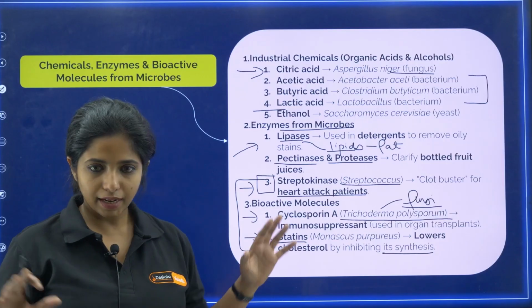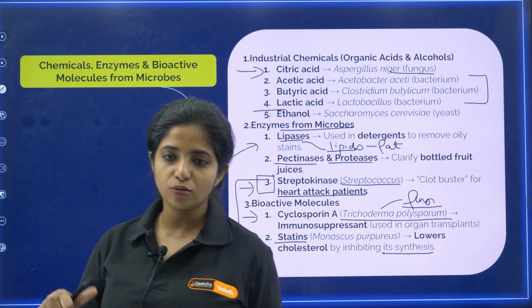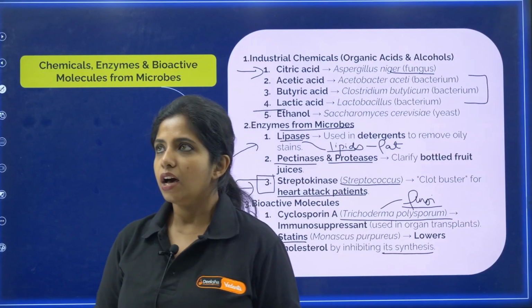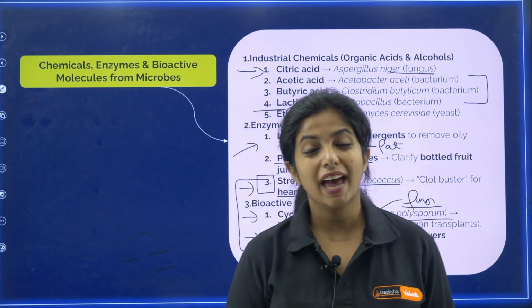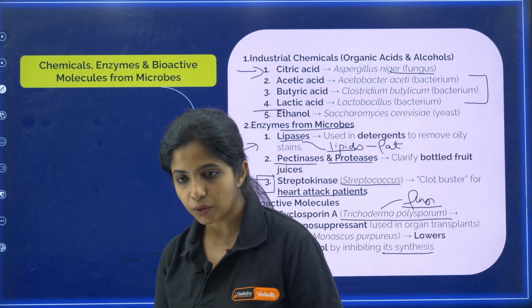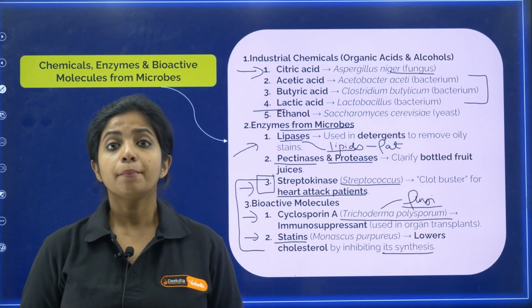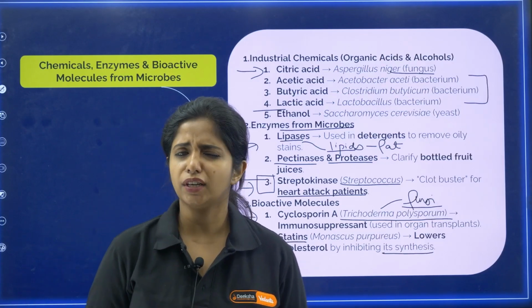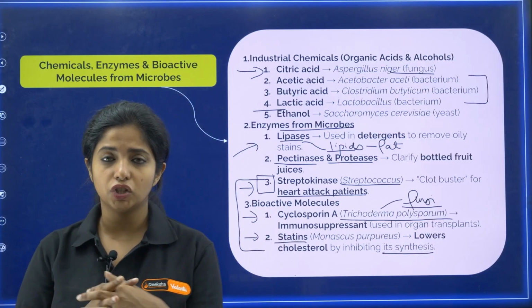So let's sum up. First thing, there are certain acids which are being used, my dear children, in our household work and also for a lot of other things. First is citric acid, produced from Aspergillus niger, which is a fungus. Acetic acid, by Acetobacter aceti, which is a bacterium. Butyric acid by Clostridium butylicum, which is again a bacterium, and ethanol by Saccharomyces cerevisiae, which is yeast, a fungus.